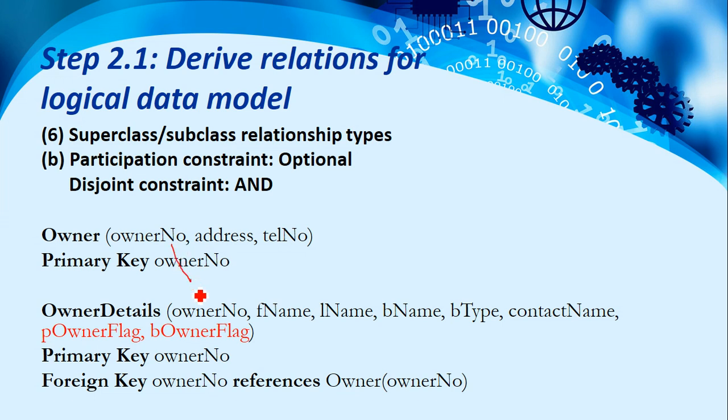Okay? And take note, since optional lang yung participation constraint natin, that is why etong owner details na to, meron siyang owner number. At the same time, itong owner number na to, aside from being a primary key, since this owner number basically came from this one sa superclass natin, so foreign key siya. Okay? And etong F name, B name, this is from the private owner, PO. And yung B type, contact name.